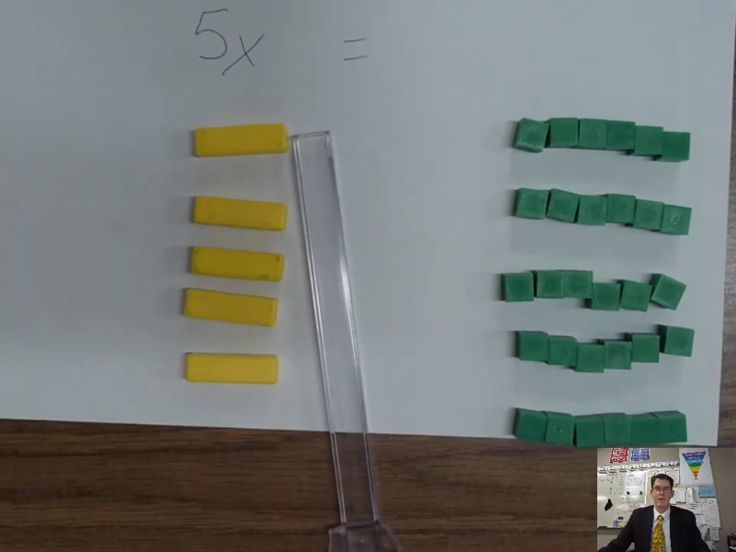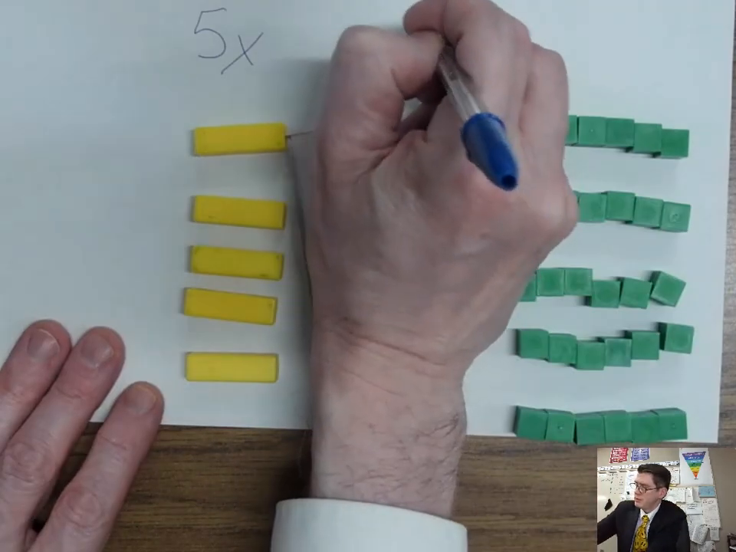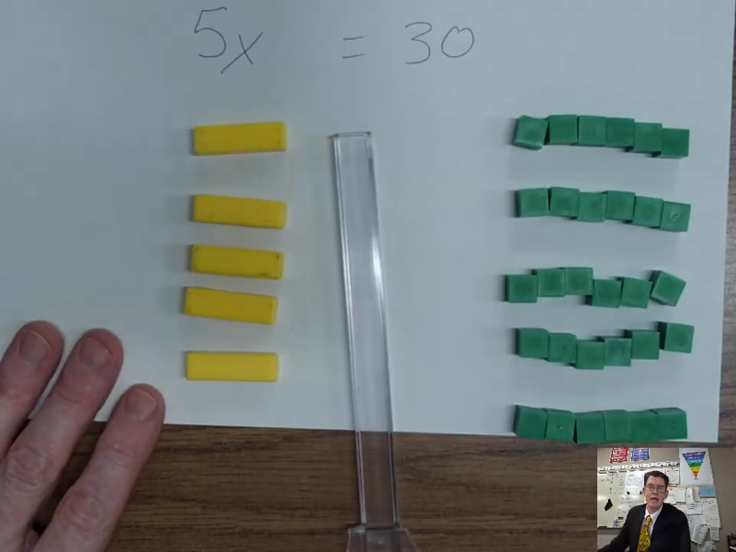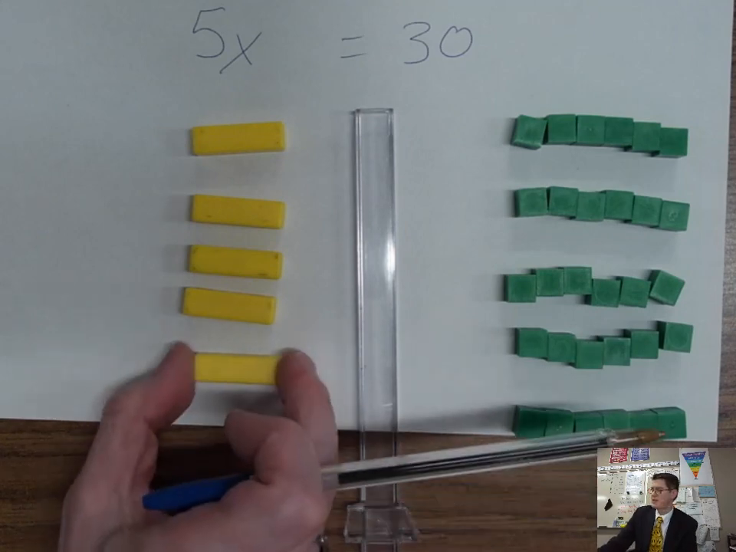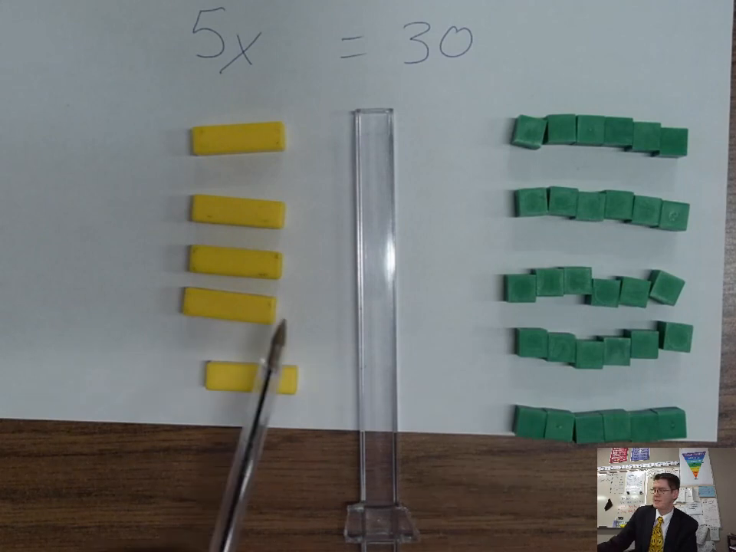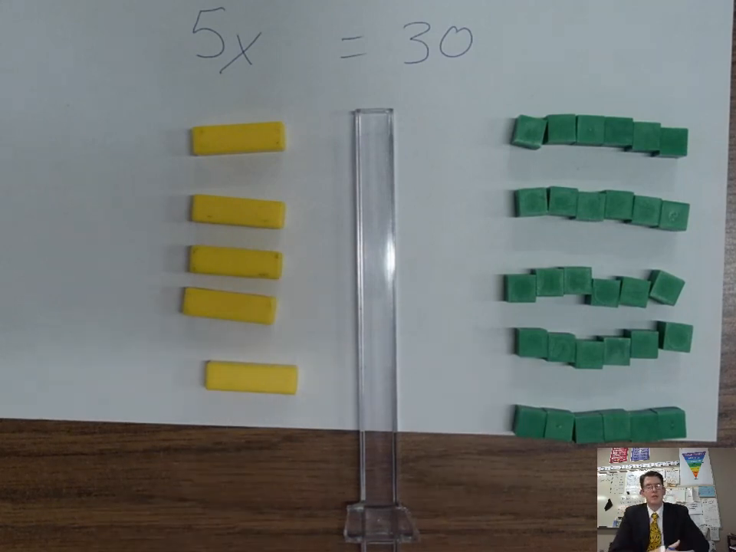And there we have it. We had 30 tiles here. And if I split them into 5 equal piles, then each of these x's is worth 6. So if 5 x's is 30, then each one of the x's is worth 6. So x equals 6. Just another quick, easy way to pictorially show what an equation means.